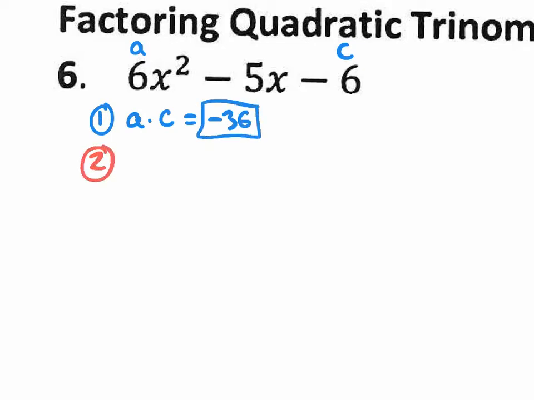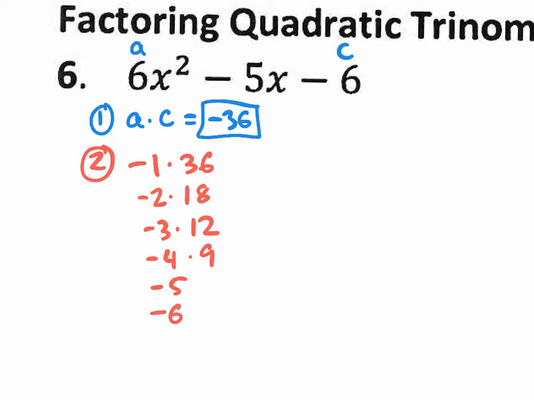Step 2 is to make a list of the multiples of that answer from step 1, which is negative 36. So how could I get negative 36? Negative 1 times 36, negative 2 times 18, negative 3 times 12, negative 4 times 9, negative 5 doesn't work, negative 6 times 6.